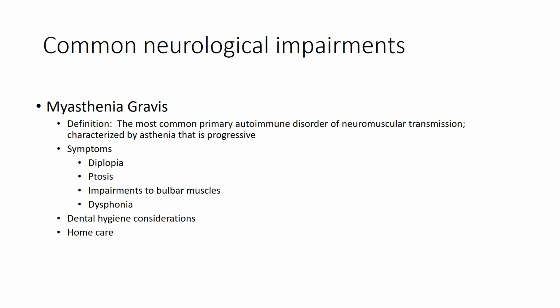And for their home care, you need to optimize prevention. So what does this mean? Well, we want to use things that stimulate saliva, and we want to protect them with fluoride and good home care. You want to demonstrate the use of an oral irrigation device.